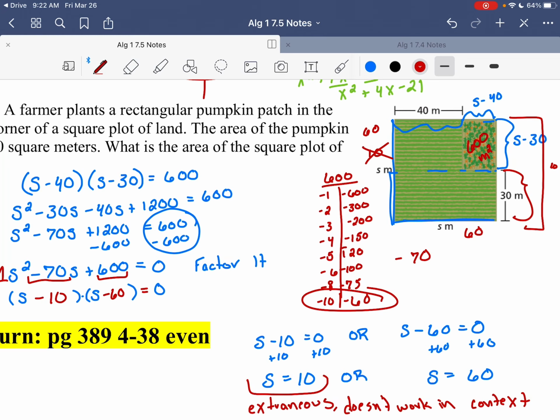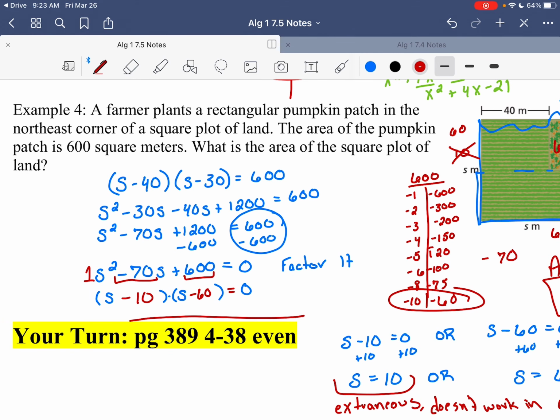They want to know the area of that square plot of land. So the area is going to equal 60 by 60, which is 3,600, and that would be square meters. So there's our answer. The area of that square plot of land is 3,600 square meters.